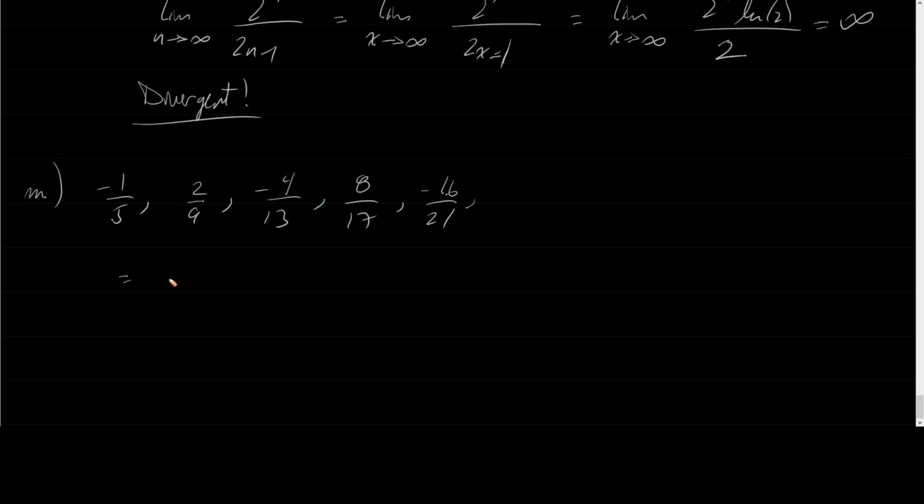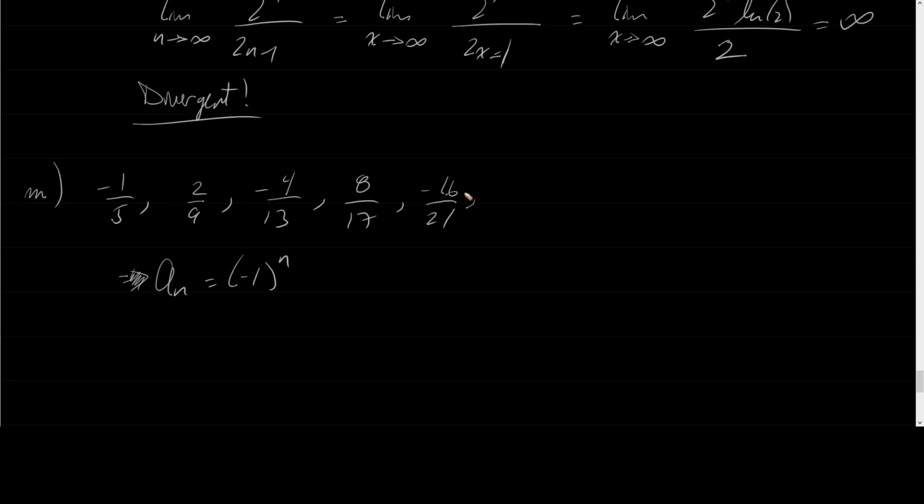Whenever we have an alternating thing like that, we're going to say we have negative 1 to the n. Now, remember, we need to start at 1. We need to start with n equals 1. So n has to start at 1.